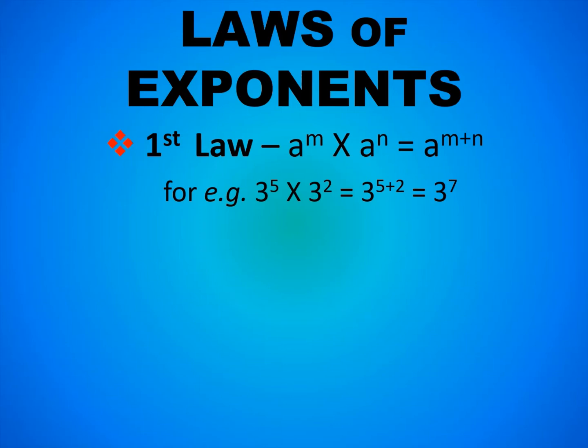For example, we take 3 raised to the power 5 multiplied by 3 raised to the power 2. In this, 3 is the common base and 5 and 2 are the powers. So, we will add the powers, which will give us 3 raised to the power 7.